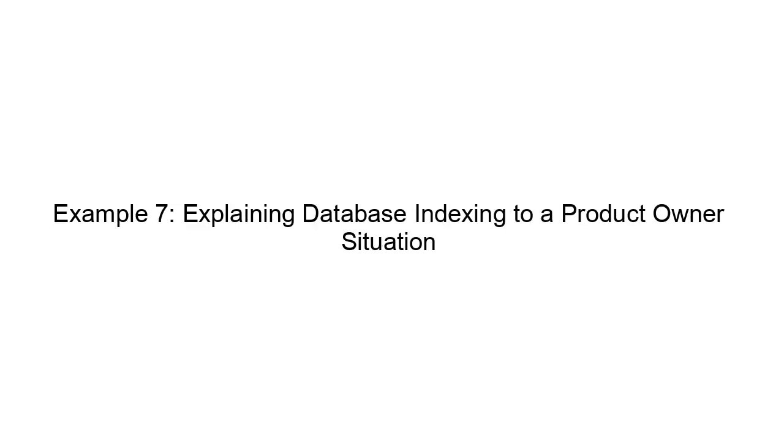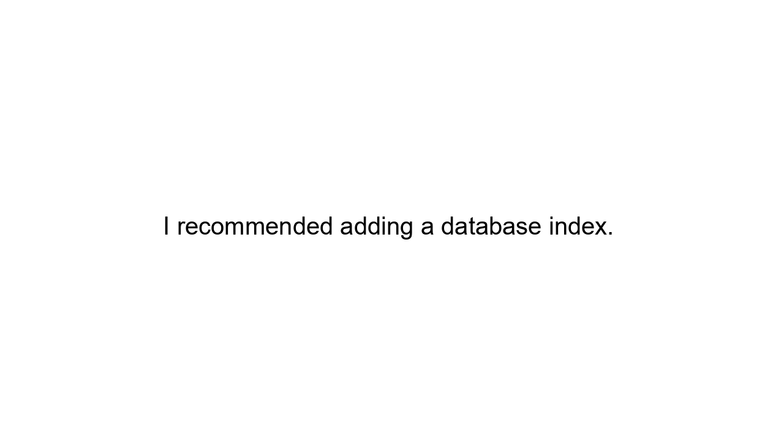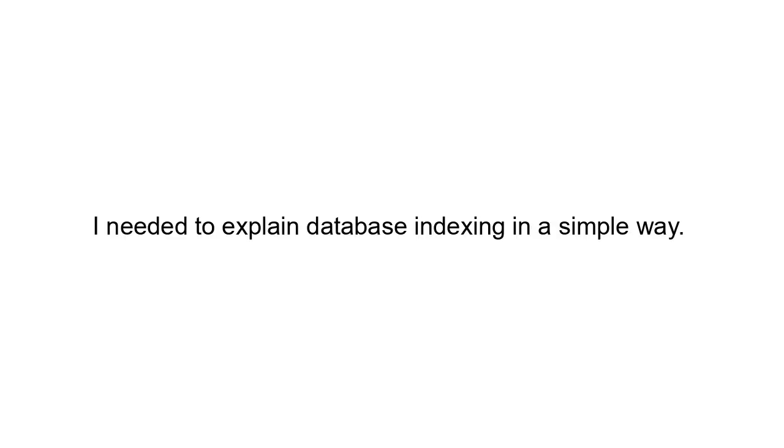Example 7. Explaining database indexing to a product owner. Situation. In one project, a search API was slow when users searched by customer status and date range. I recommended adding a database index. The product owner wanted to understand what an index was and why it helped. Task. I needed to explain database indexing in a simple way.